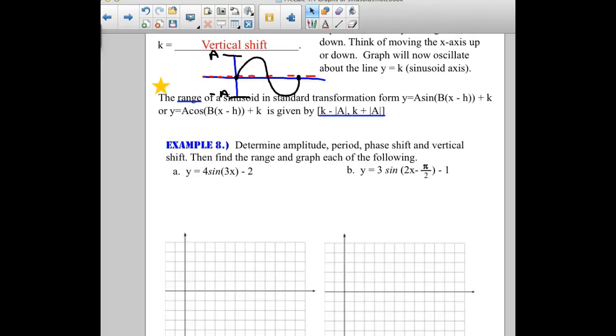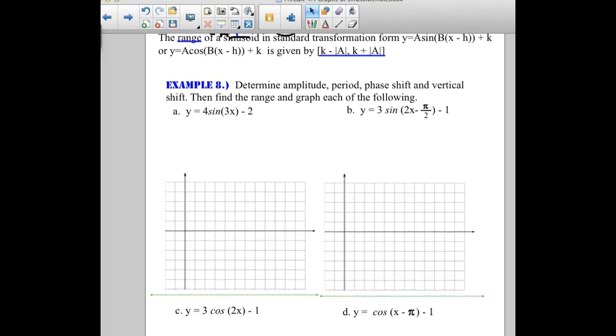All right. So you'll notice that our directions get longer and longer. Now that we have more pieces involved in our equation, there's more things that we have to find. In example 8, it says we need to find the amplitude, the period, the phase shift, the vertical shift, the range, and we need to graph it. Okay? So let the fun begin.